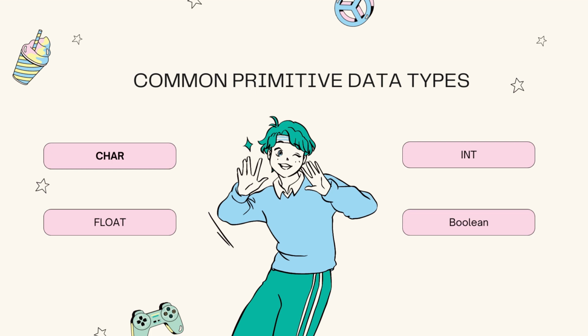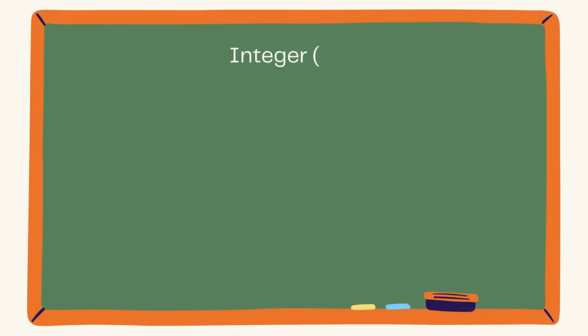So in the previous video, we discussed data types and deep dived a little into chars. In this video, we will discuss the remaining 3 data types, which are ints, floats, and booleans. So let's get started with integers and floats.